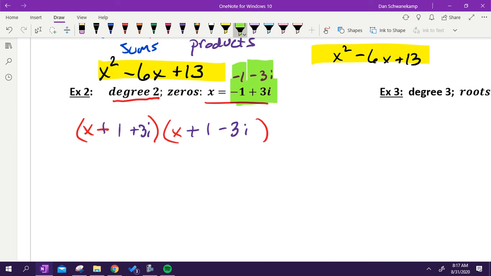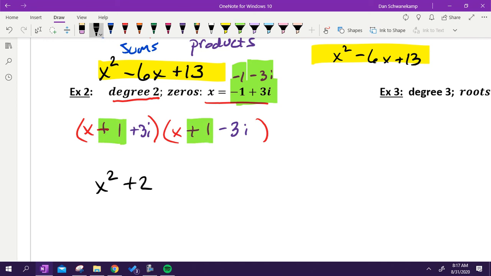Once I've set up my factors, now I'm going to FOIL that together. You could FOIL the long way, or you could use sums and products. I'm going to use sums and products. Okay, so I'm doing sums first. So I'm going to add the real parts together. Okay, so Brooklyn, what's it going to look like when I add the real parts together? 2, because I get plus 1 and another plus 1, so she's going to get plus 2.